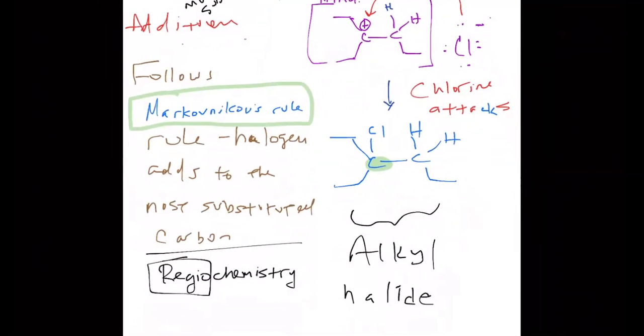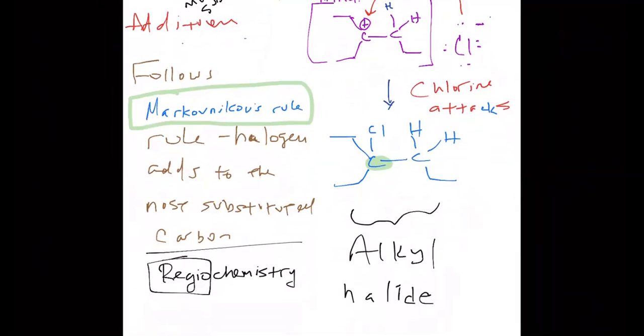So Markovnikov's rule tells us about what we call regiochemistry. You have two reactive sites that are possible, and the regiochemistry is going to be dictated by stability. Which site is going to be more apt to be a carbocation? That's the concept of regiochemistry in a nutshell. You have two sites that are possible, two places where a reaction can take place, and so the reaction is going to take place, in this case, at the more substituted carbon.